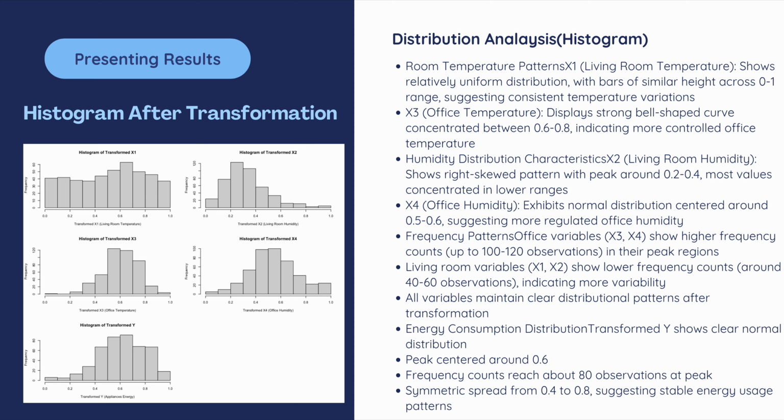The histogram analysis reveals consistent temperature variations in the living room, a controlled bell curve distribution for office temperature, right skewed humidity patterns in the living room, and a more regulated normal distribution for office humidity. The office variables exhibit higher frequency counts in their peak regions compared to the more variable living room variables, and the energy consumption follows a normal curve with symmetric spread, suggesting stable energy use.